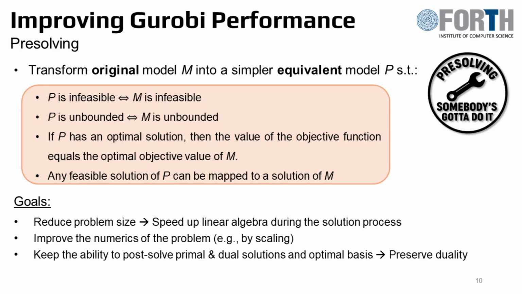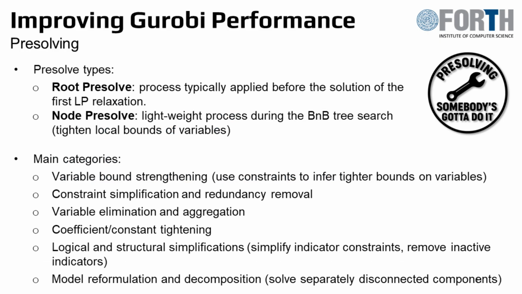Why do we do this? There are three main goals. First, to reduce problem size. Fewer variables and fewer constraints mean smaller linear systems and faster linear algebra during the solution process. Second, to improve numerical behavior. Pre-solve may rescale constraints or tighten coefficients, which improves stability. Third, to preserve the ability to recover meaningful primal and dual solutions after solving. In other words, even though we simplify the model, we must still be able to reconstruct a valid solution to the original formulation.